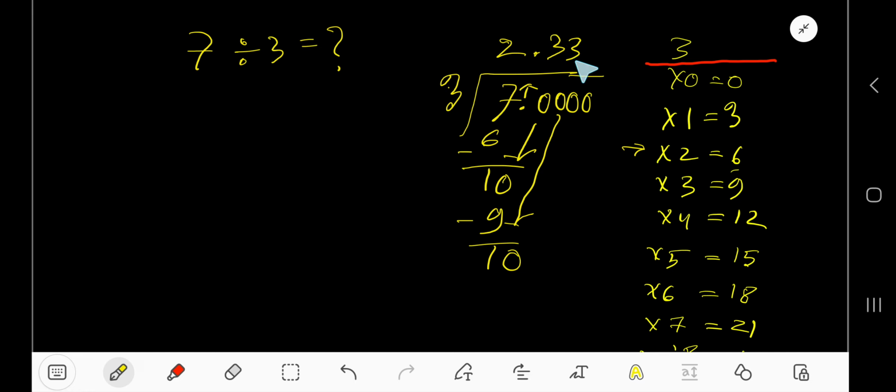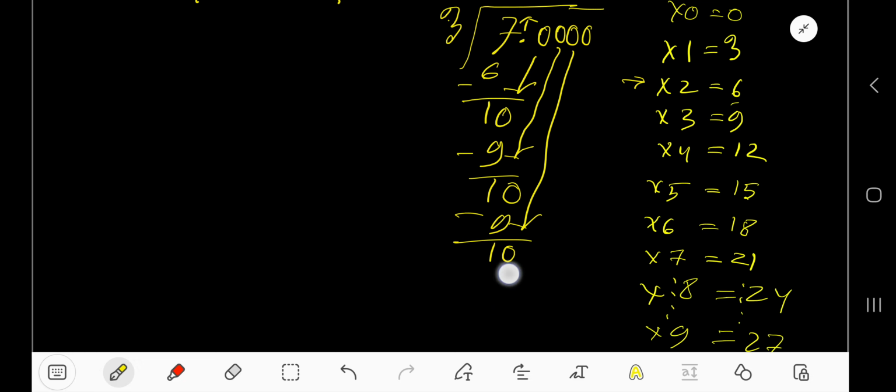Again 3 times. 3 times 3, 9. Subtract, 1. Bring down another 0. 3 goes into 10 how many times? 3 times. 3 times 3, 9.